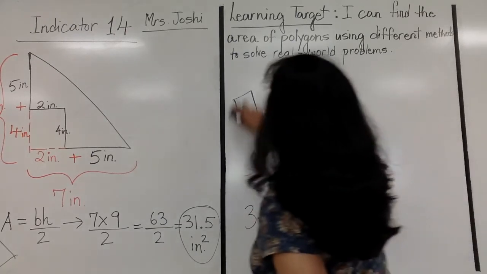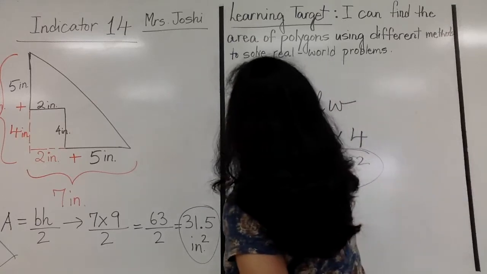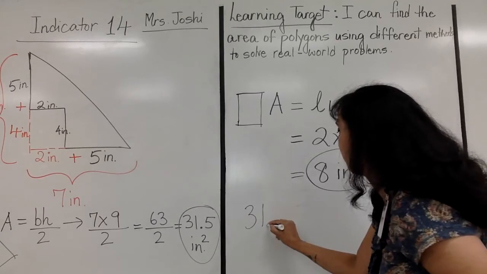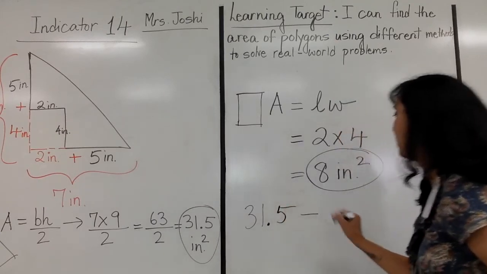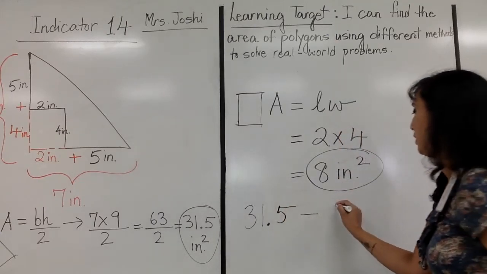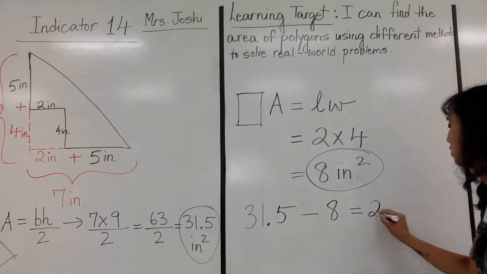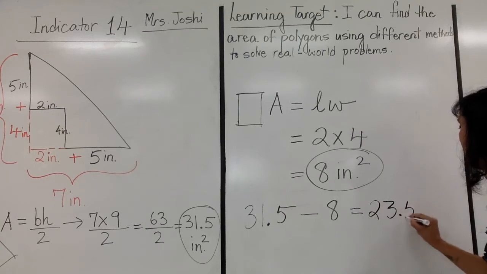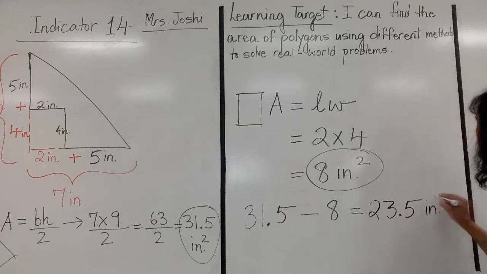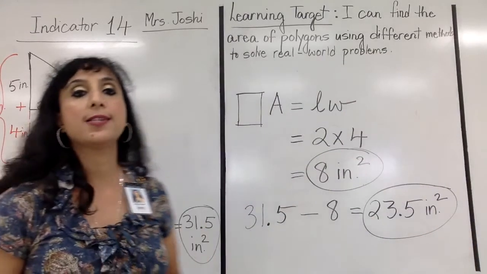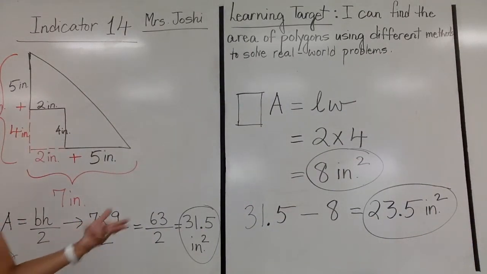So I do, and this looks like a rhombus, but I just drew it sideways, but this is what I'm talking about. And so 31 and 5/10 minus the area of the rectangle, because this is my triangle, this is my rectangle, and I end up with my answer being 23 and 5/10 inches squared, which is the area of this composite figure. So I just want to show this to you.